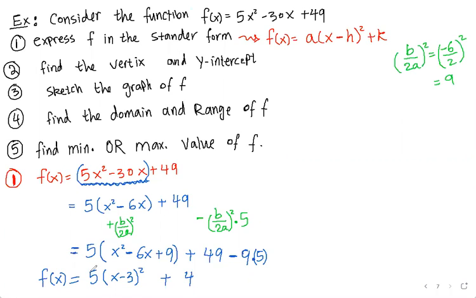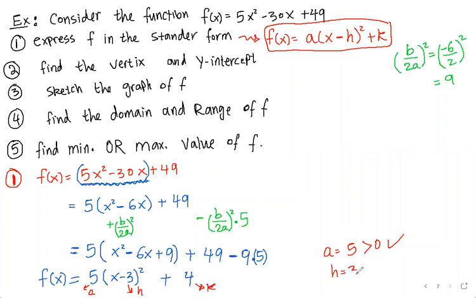So now what is a? This is my a. This is my h. This is my k from the formula here. This is my k. This is my h. This is my a. So I can write it here, a equal 5, a positive number, h equal 3, k equal 4.